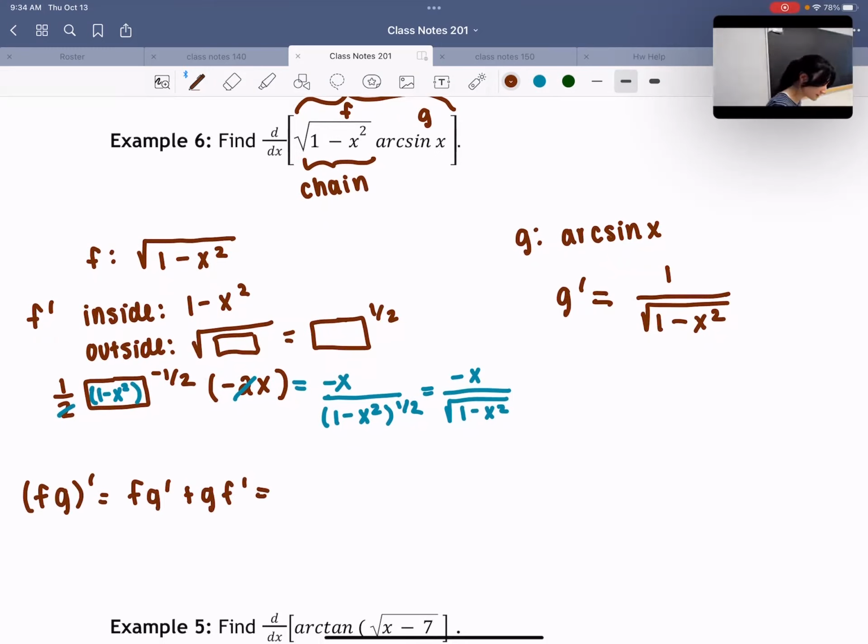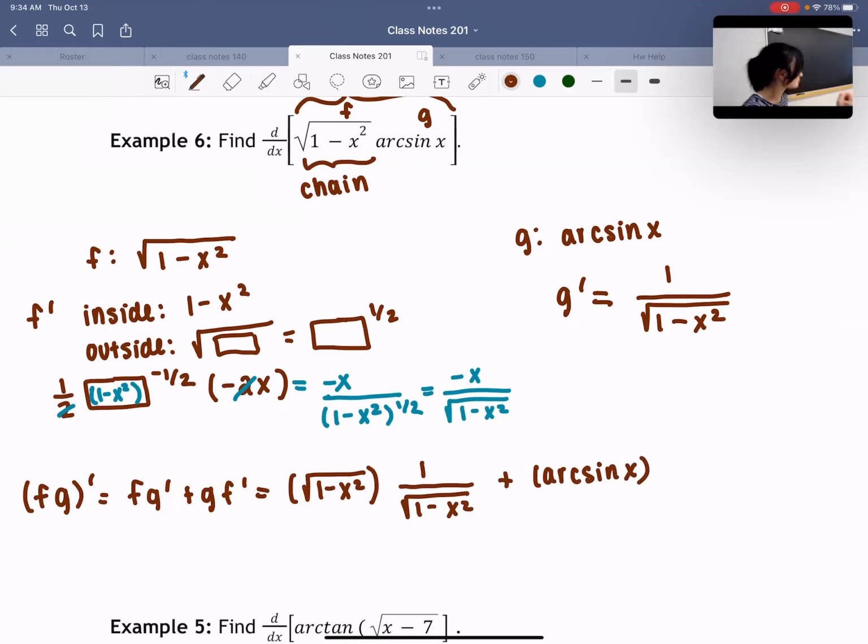So I know that f by itself is the square root of 1 minus x squared. I know that my derivative of g is 1 over the square root of 1 minus x squared. That's convenient. Okay. I can add on g, which is arcsine of x, and multiply that by the derivative of f, which I found in blue, negative x over the square root of 1 minus x squared.